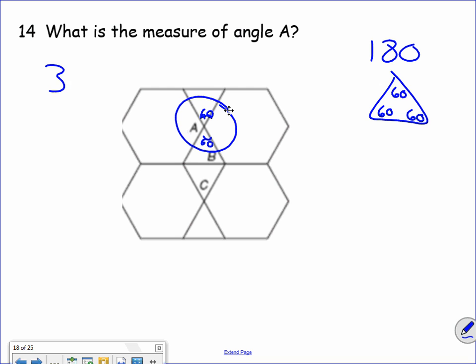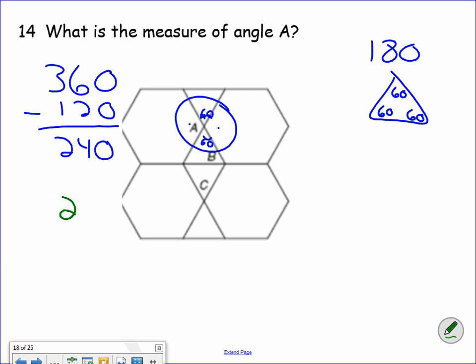So I'm starting with 360, right? Minus 60 plus 60 is 120. 240. That means this angle plus this angle equals 240. So I'm going to have to take 240, and I'm going to have to divide it by 2. Equals 120. A is 120.